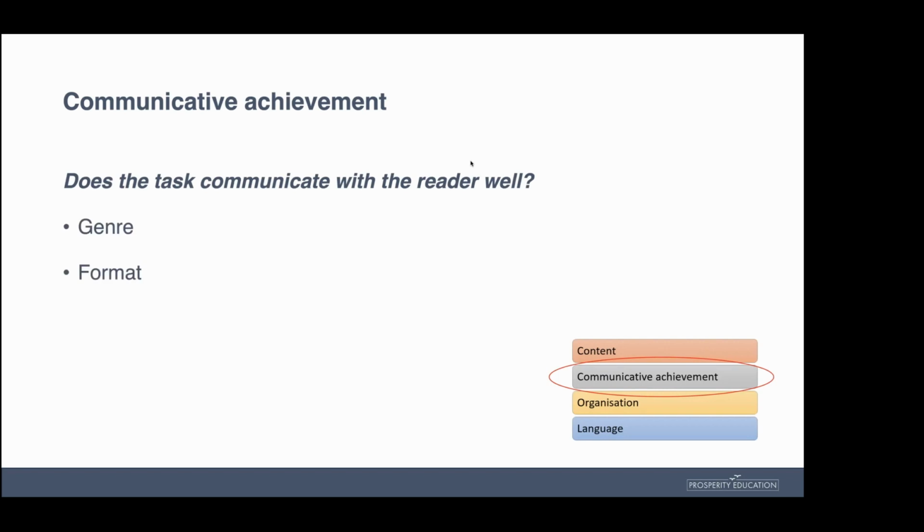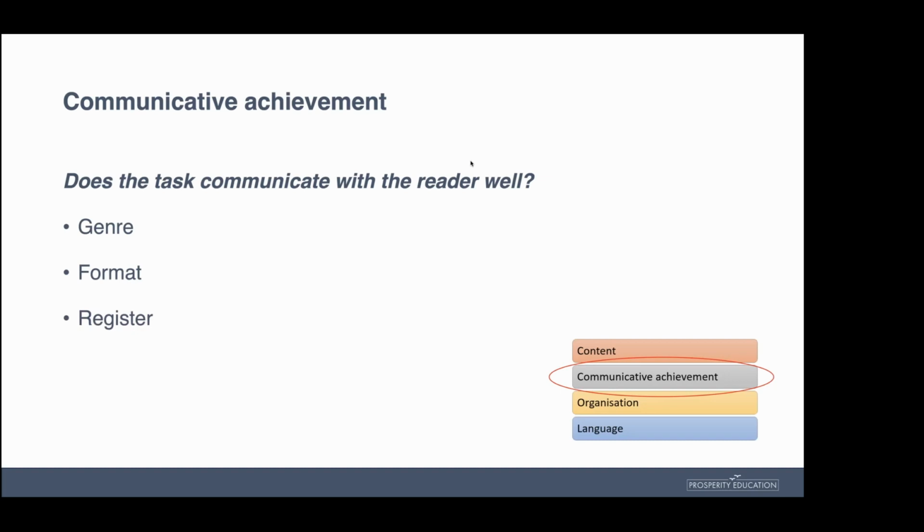Genre and format are given in the task, and students mustn't change this. You can make sure that they distinguish between the task types quite easily. For example, checking which tasks might use headings and subheadings. There seems to be a tendency for some weaker students to turn almost every task into a letter. I'm not really sure why this happens. Maybe it's a safety blanket. They know what a letter looks like and they revert to this. But getting the right format and genre is part of communicative achievement.